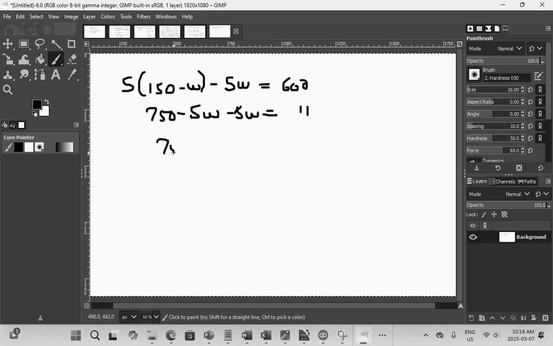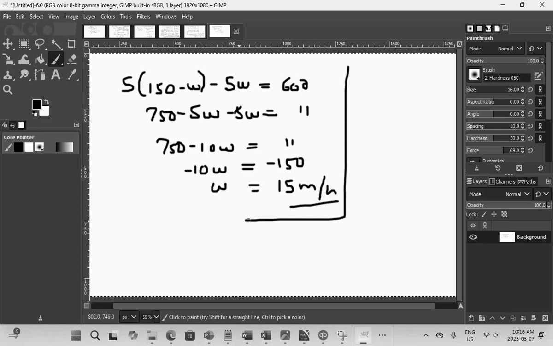So 750 minus 10W equals 600. Negative 10W will be 600 minus 750, which is negative 150. Which means W will be 15 miles per hour. This is the speed of the wind, in miles per hour.